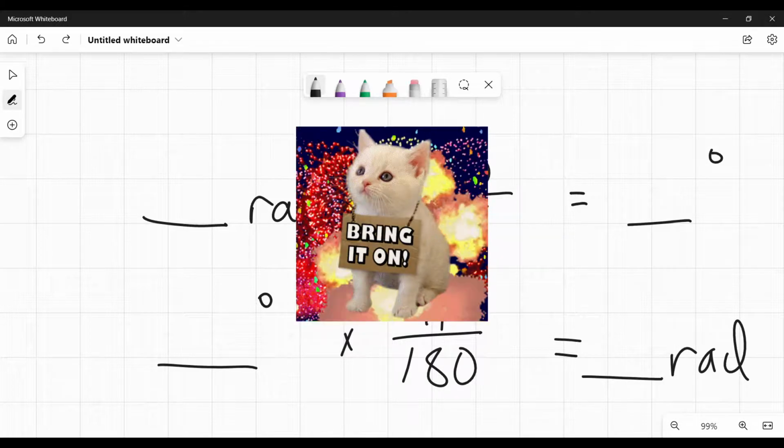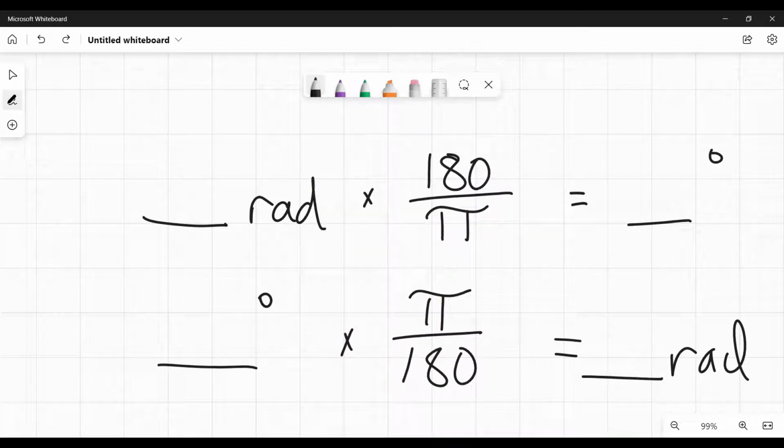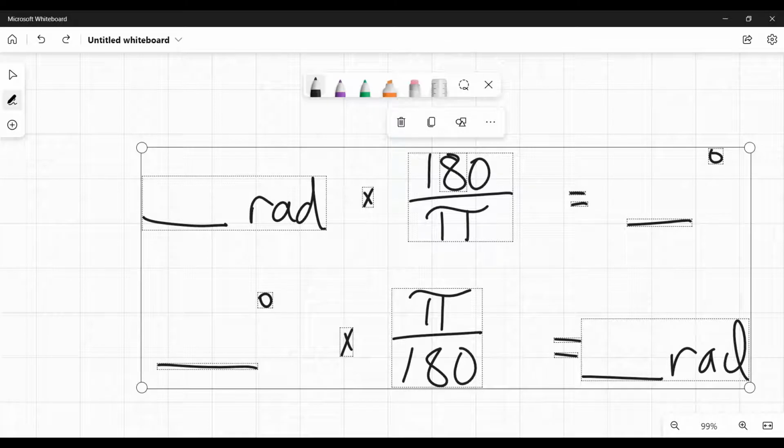However, if you'd like a little more information about why this is a thing, what radians are, and then some example problems, stick around because I'm going to walk you through all of those.